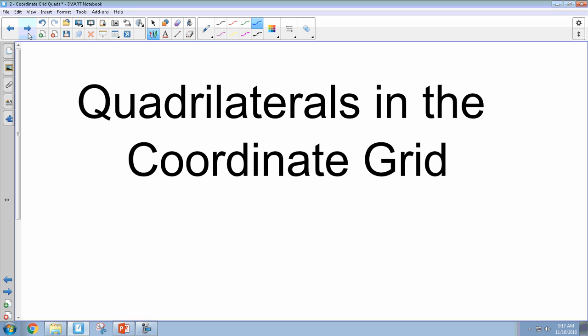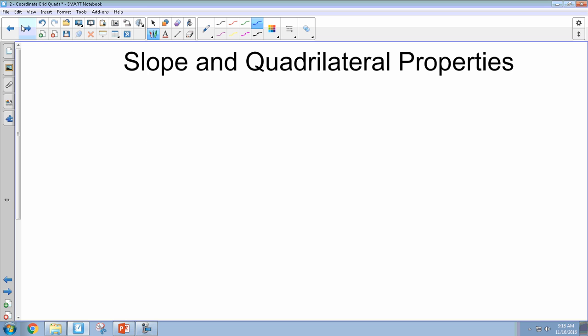If your title's not already there, please make sure this title is above your due now on that top left-hand side: quadrilaterals in the coordinate grid. We are actually going to work with the exact same properties today, but we're going to do them in a coordinate grid, which means there's a few formulas you're going to have to work with. The first is going to be slope. One thing that you do have to remember is how to find slope.